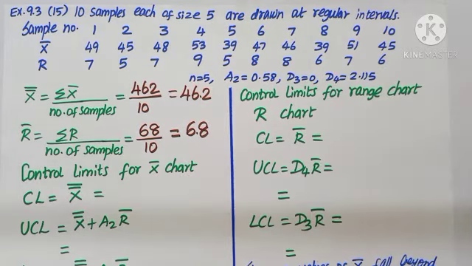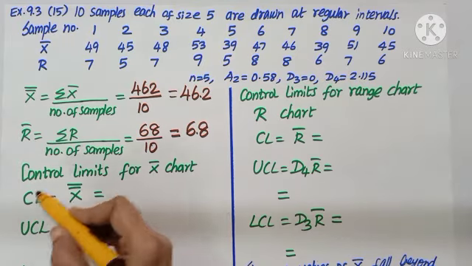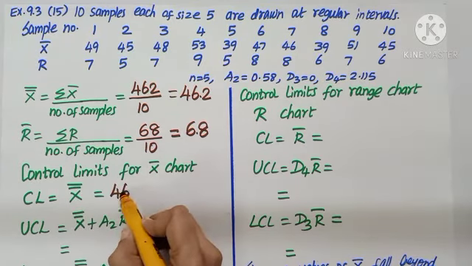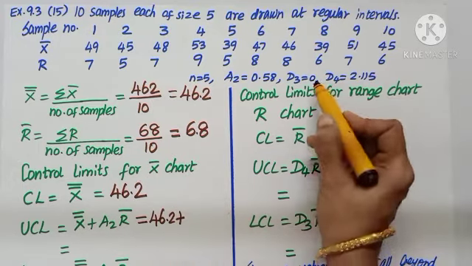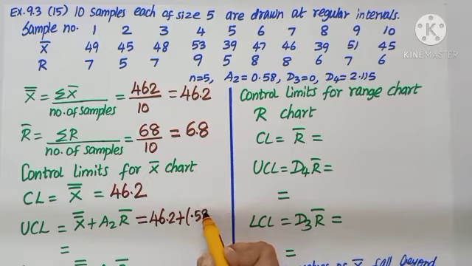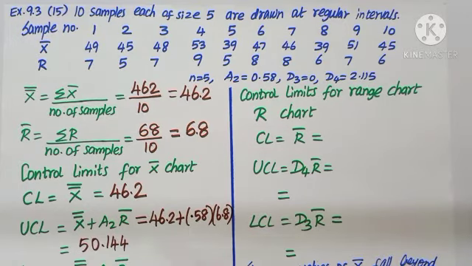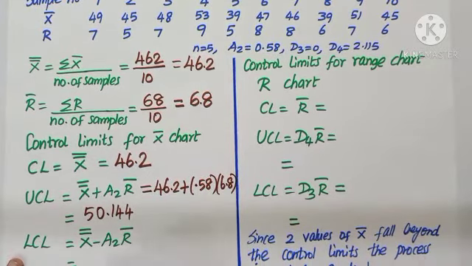Control limits for X bar chart. CL, X double bar, which is 46.2. UCL, X double bar plus A2 R bar. 46.2 plus A2 is 0.58 into R bar is 6.8. Multiply the two, add with 46.2. We get 50.144.